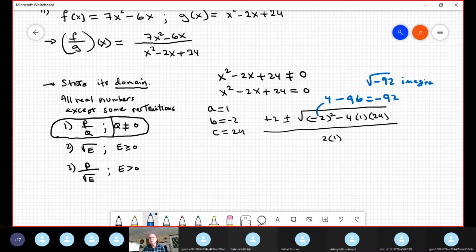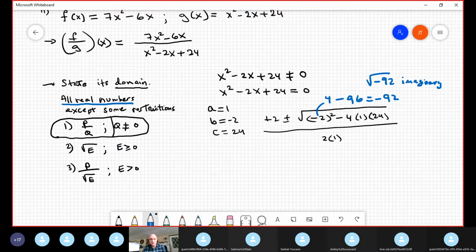Okay, so what is the interpretation of imaginary? What is the interpretation of this one? The supposition is all real numbers. And you try to find the domain, the restriction. And when you try to find the restriction, you get an imaginary number or complex number.